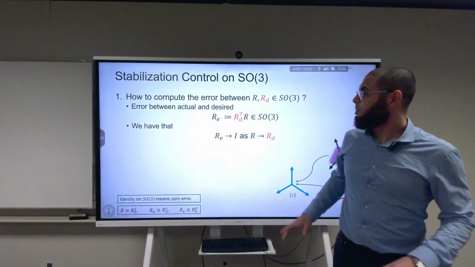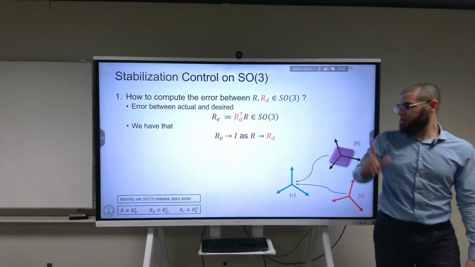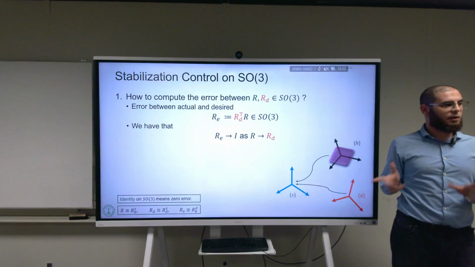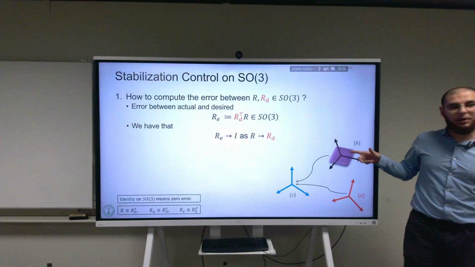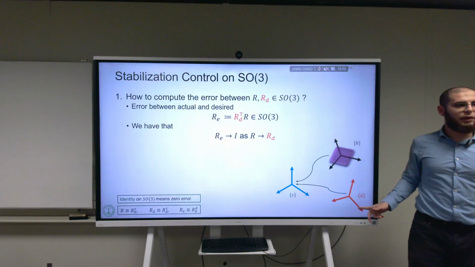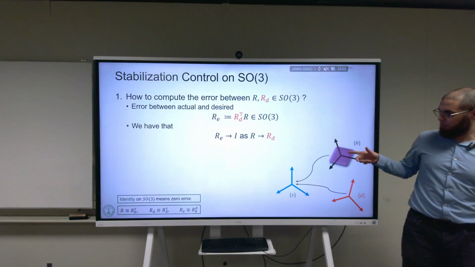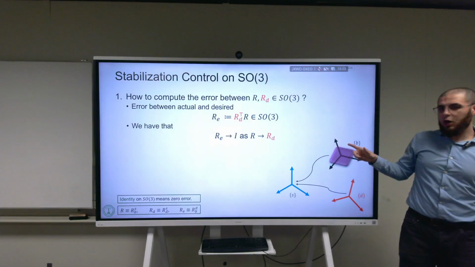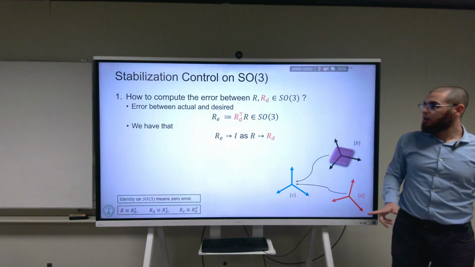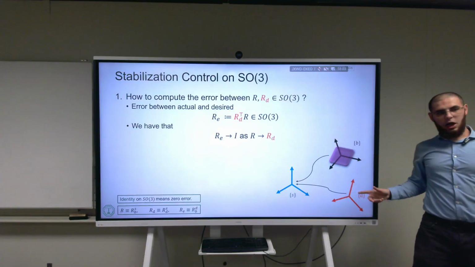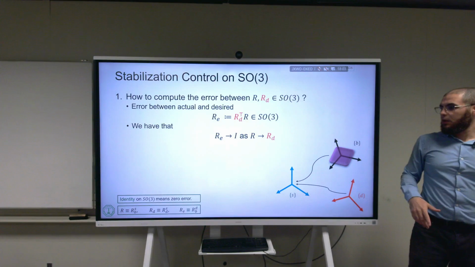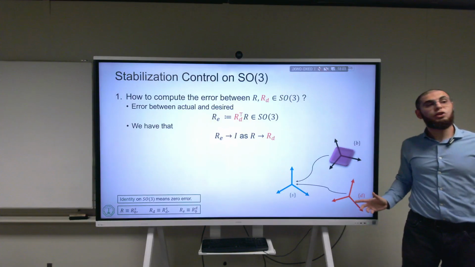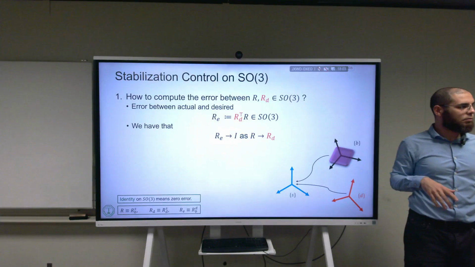First thing, the error between R and R desired. So all of these are the 3 frames we're talking about. We have some inertial frame, some fixed frame, S, and we have the body fixed frame, B, and we have the desired frame, D. Orange, black, and blue. So when we say R, what we're actually meaning is R of B with respect to S. And when we're saying R desired, what do we mean? RD with respect to S. What is the error we're looking for? B with respect to D or D with respect to B, it doesn't matter.